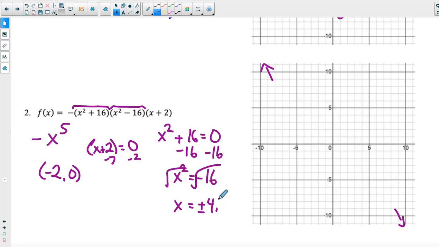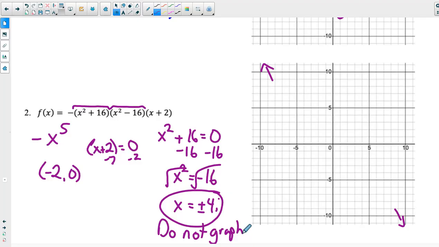So, folks, you do not graph this. It tells me my degree, but I don't do anything with it in terms of how we're graphing this.